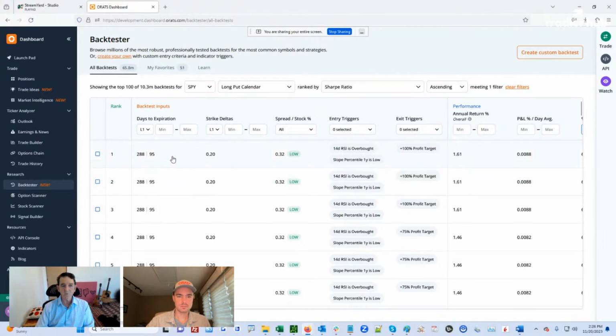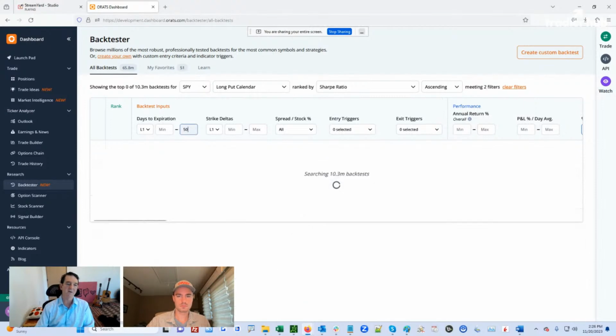Now, one of the things I do is if you wouldn't want to trade something that long term, you could just say, well, my max days to expiration might be 50. So I want to see anything below that, and then it'll go in and find that. And you can really narrow down on trades that you would do and try to find the best ones.